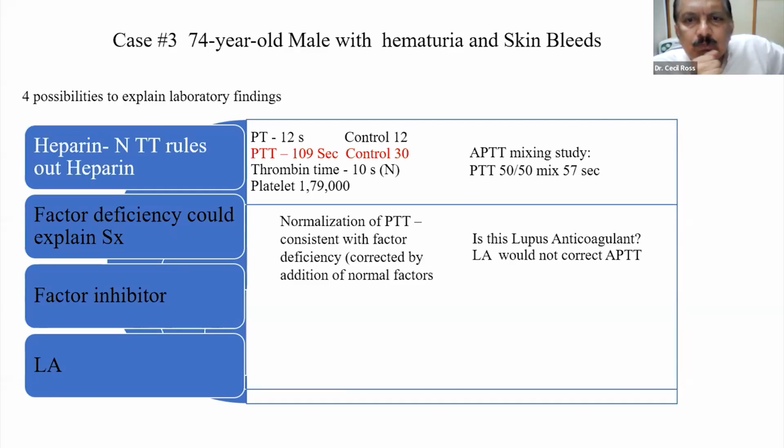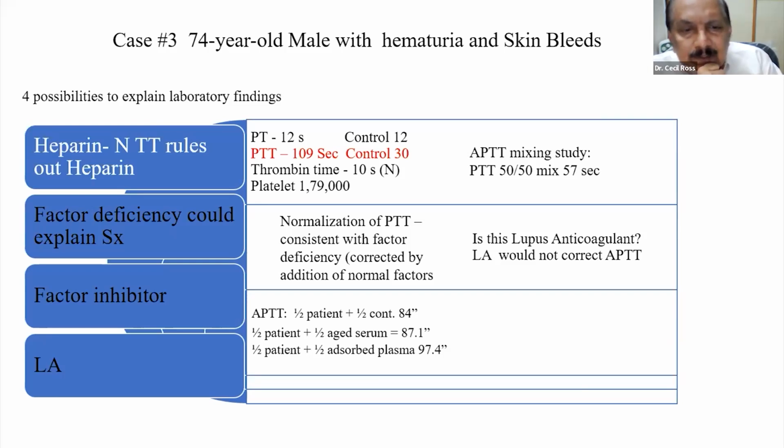So normalization of PTT, you see, the patient has a PTT of 109 and a 50-50 correction makes it 57. That means a deficiency, is it not? So normalization of PTT means it is deficiency. Can it be lupus? Lupus anticoagulant won't correct with APTT. So it's unlikely to be lupus. So it is likely to be some factor deficiency. Now, what factor deficiency could come in a 70-year-old fellow with hematuria and skin bleeds?